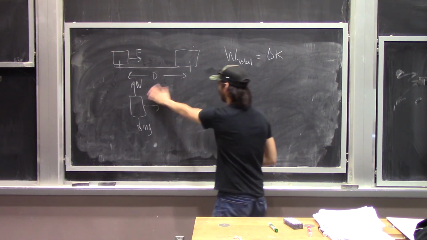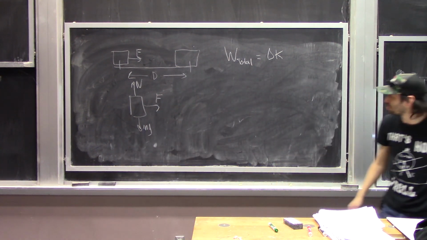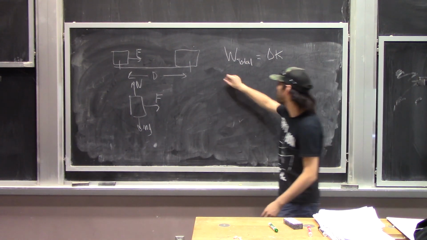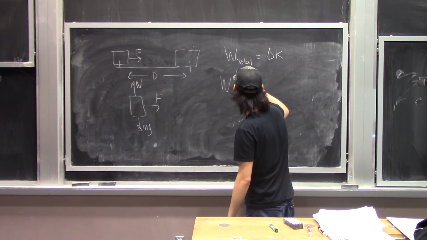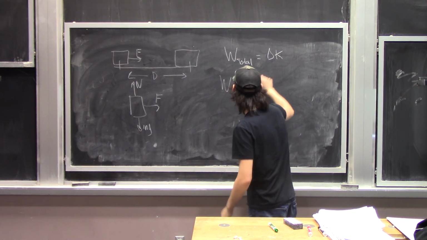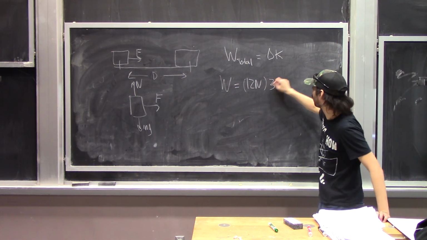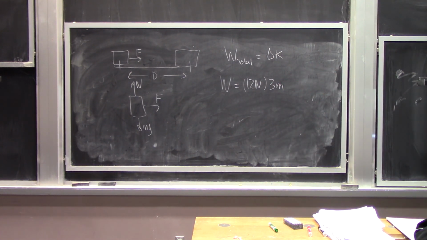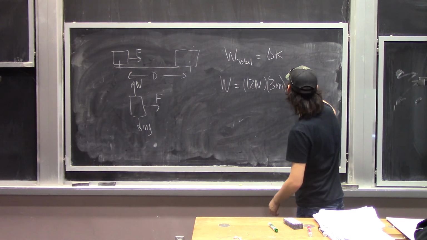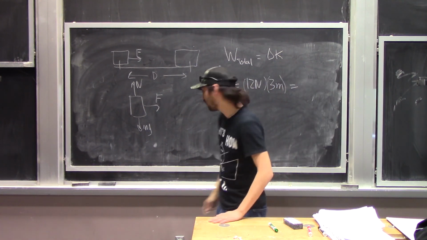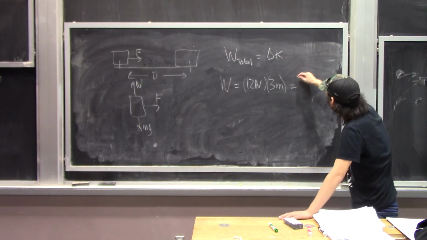The applied force, the 12 newtons, is in the same direction as the direction of motion. And so the total work is just equal to that force, 12 newtons, times the distance, 3 meters, correct? Yeah, this is 3 meters. And this is equal to the change in kinetic energy. But we know it starts from rest, so the initial kinetic energy is 0.